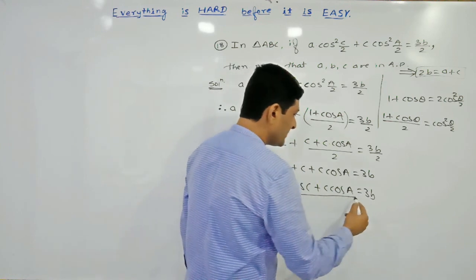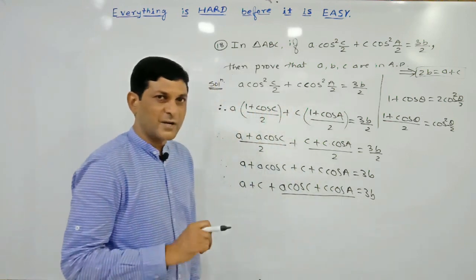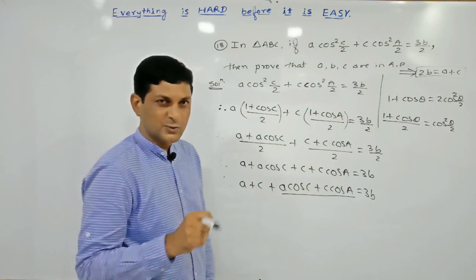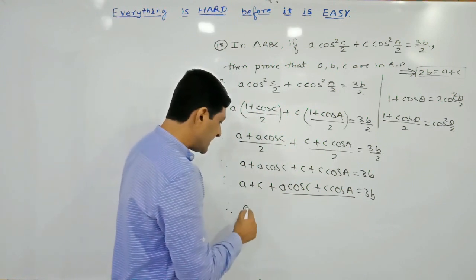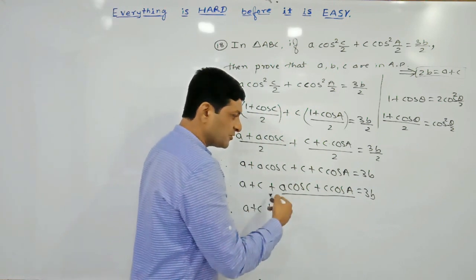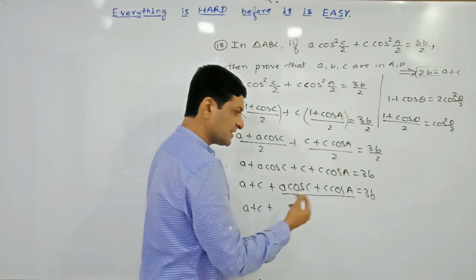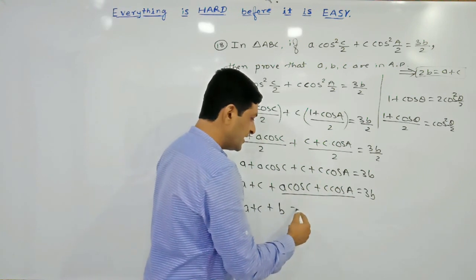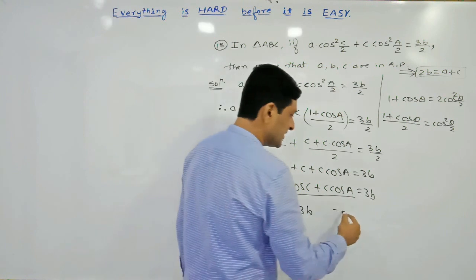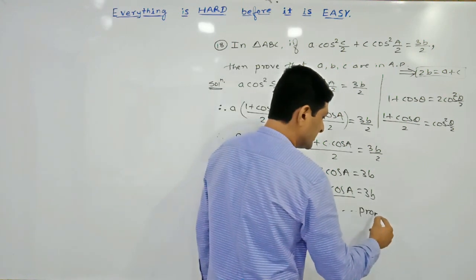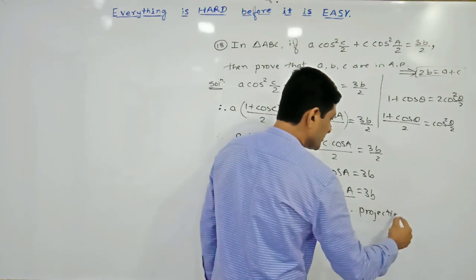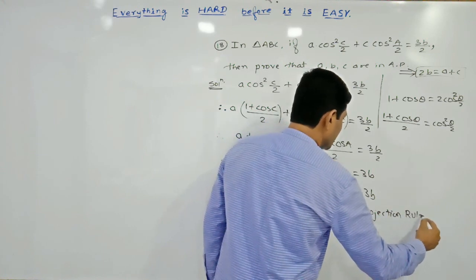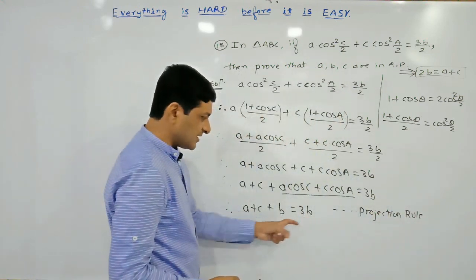Now what is the value of a cos c plus c cos a? According to the projection rule, its value is equal to small b. So here a plus c, keep it as it is. According to the projection rule, a cos c plus c cos a is equal to small b. On this side 3b, keep it as it is. Here we have applied the projection rule.